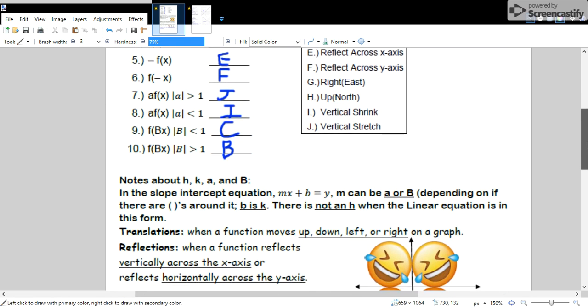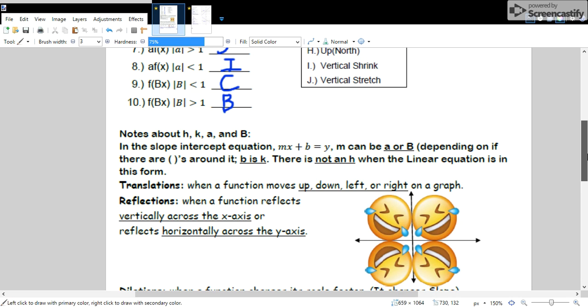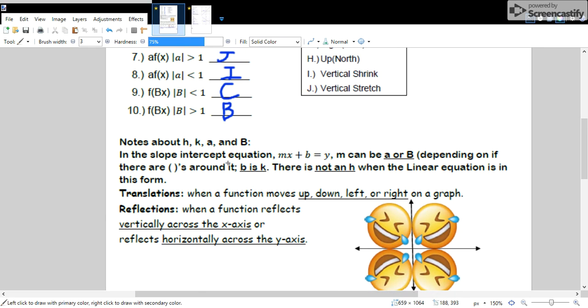So here's some notes about H, K, A, and B. In the slope-intercept equation, mx plus b equals y, m could be A or B, depending on if there are parentheses around it. And the B is K. There's not an H when the linear equation is in this form, unless, of course, there's parentheses around everything.